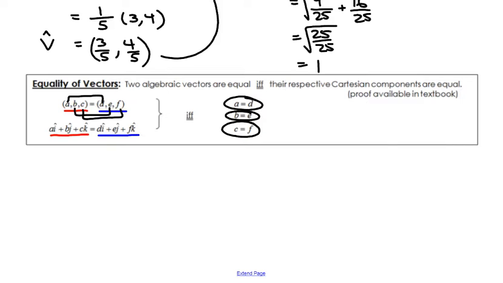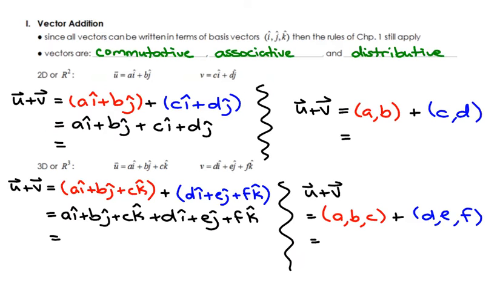I'm going to go into vector addition and then a little bit of vector subtraction. Okay, so when we do addition, vectors are still going to follow the same kind of rules that polynomials generally follow, which are the commutative, associative, and distributive properties. Okay, so let me show you. Let's do this in 2D, or R squared, first. I'm going to give you 2 vectors, vector u and vector v.